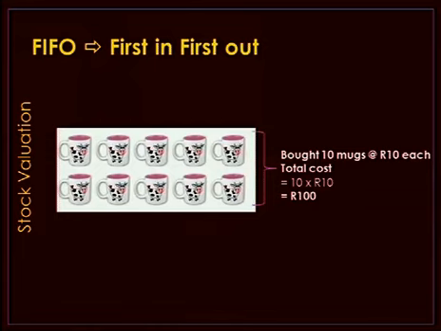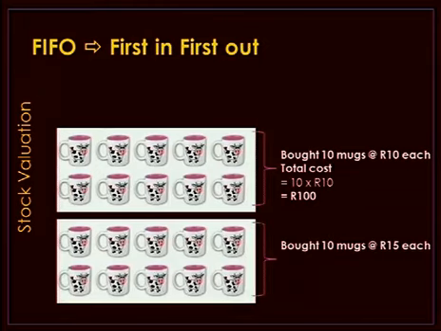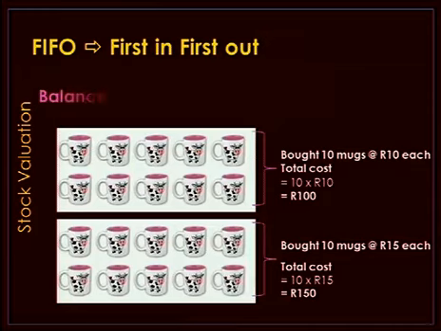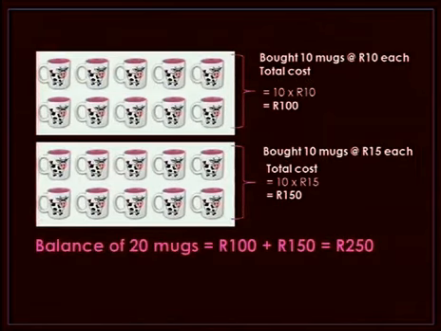Then, a little later, you buy more stock, 10 mugs again, but the prices have gone up. Why did the prices go up? Because transport costs went up, or maybe the raw materials went up, and now you bought 10 mugs, but you bought it at 15 Rand each, so you paid 150 Rand for it. In the end, you have 20 mugs, and the total value of the mugs is 250 Rand. Okay, so let's take that a little further.